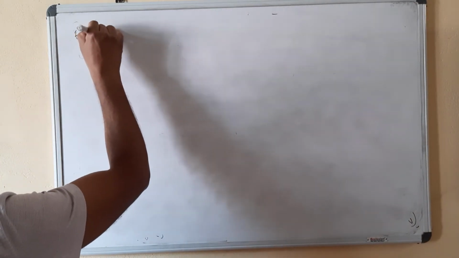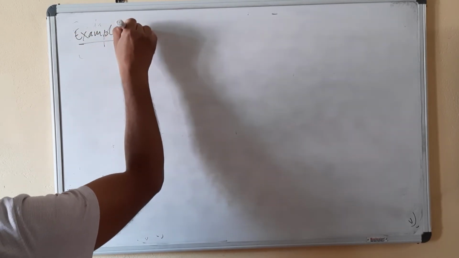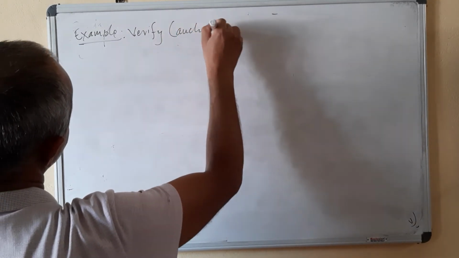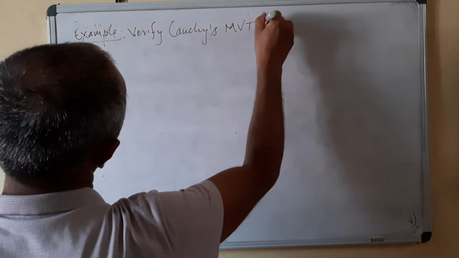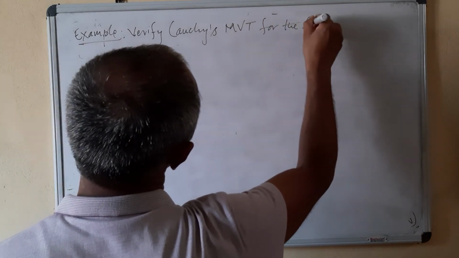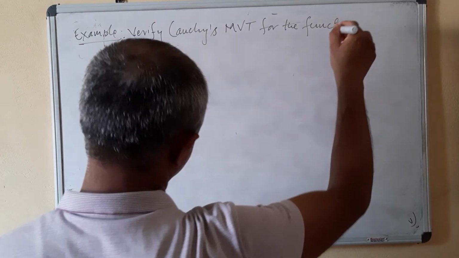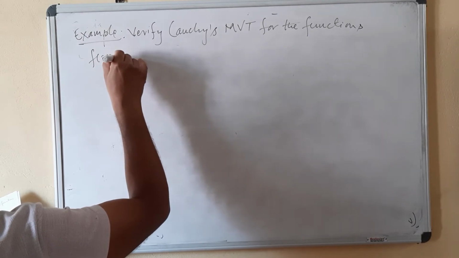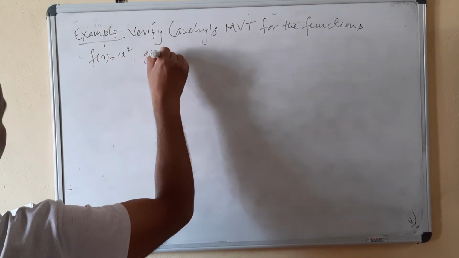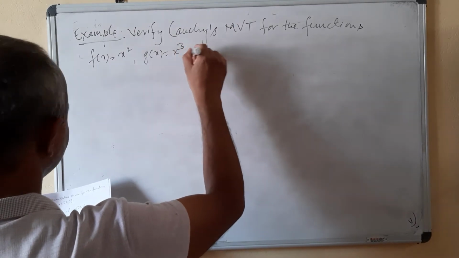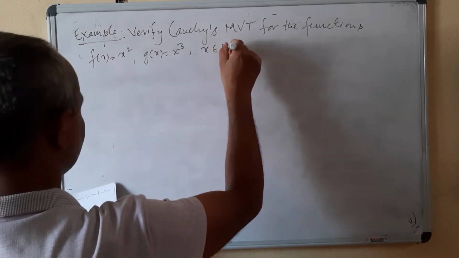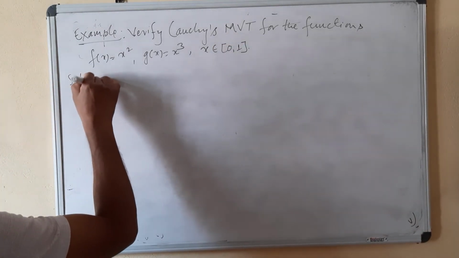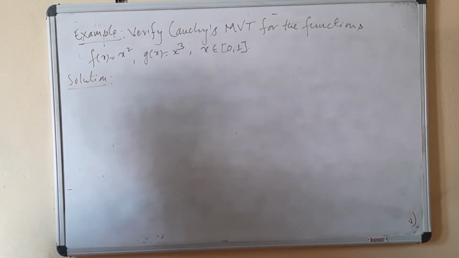Example. Verify Cauchy's mean value theorem for the function f of x equal to x square, g of x equal to x cube on the interval 0 to 1. And its solution is very simple. I think most of you can do it yourself as well.